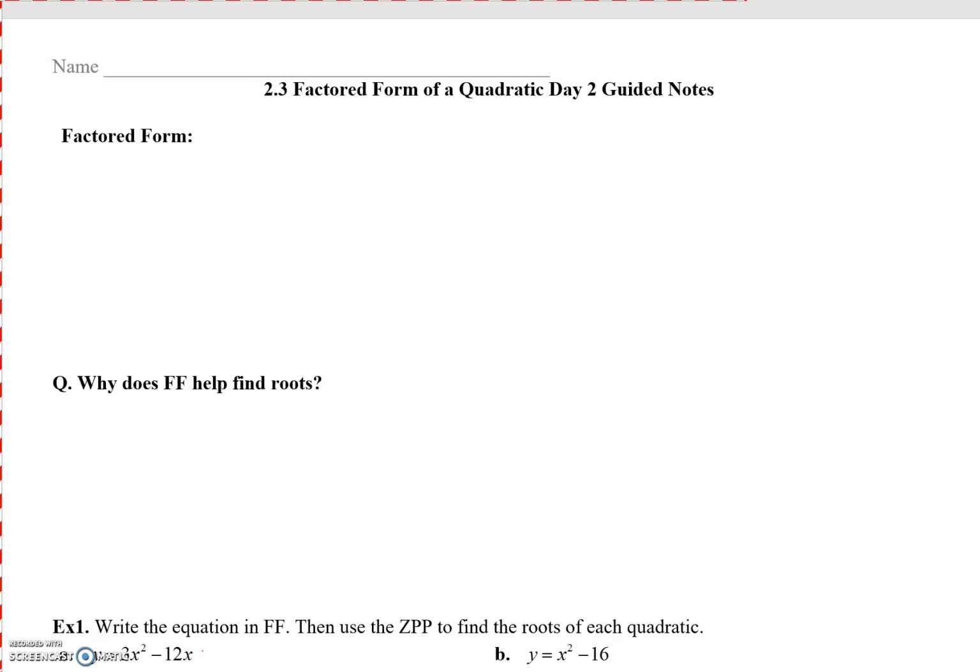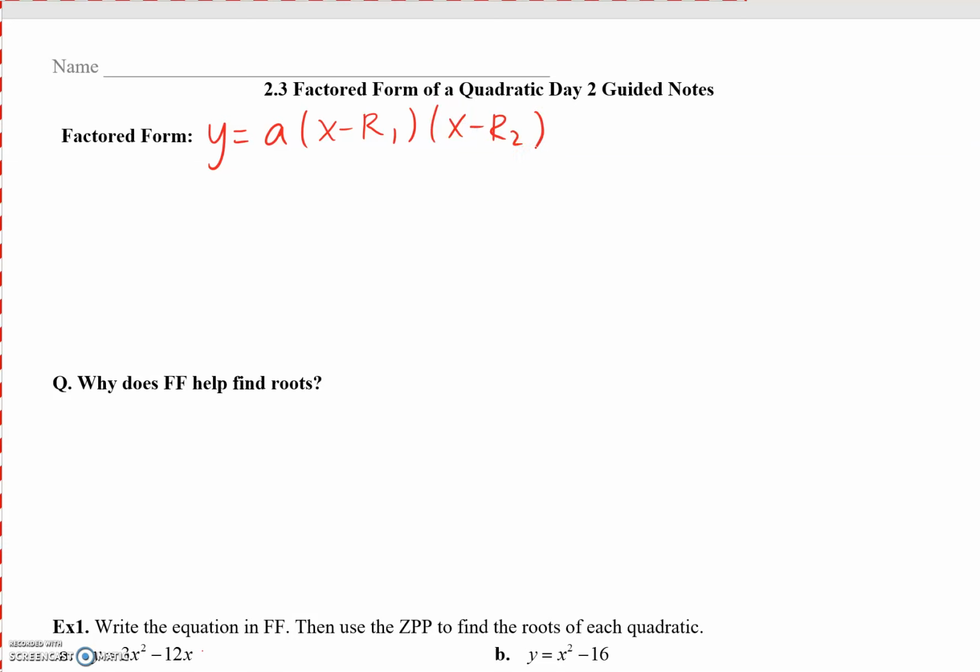So sitting in front of you, you should have the guided notes that Mr. Rude passed out. Today, our goal with these guided notes is to talk a little bit more about factoring quadratics and to also start using what's called factored form of a quadratic. So up at the top, you will see a space for factored form. The first thing I'm going to do is write down what factored form is, and then we're going to come in together and we'll talk about what each piece means.